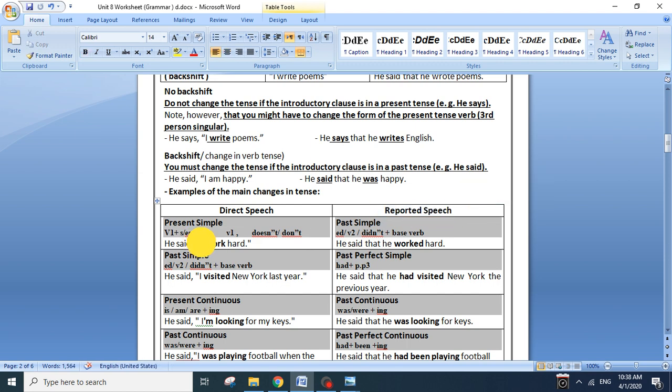So remove the quotation mark, add "that" after "said", then change the I into he, then change the present tense work into the past tense worked, and keep the rest the same. It will become: He said that he worked hard.